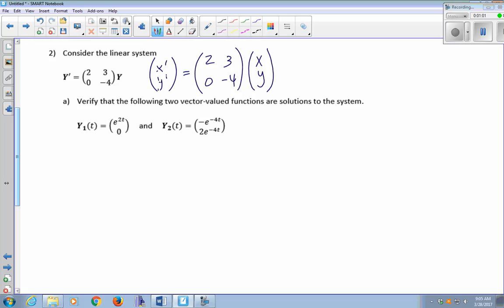So now to translate this to a system, x prime equals, y prime equals, we take our 2, 3 dot product with x, y, so that's 2x plus 3y. And then 0, negative 4 dot product with x, y, and you get negative 4y. So this is the system I'm dealing with. X prime is 2x plus 3y. Y prime is negative 4y.